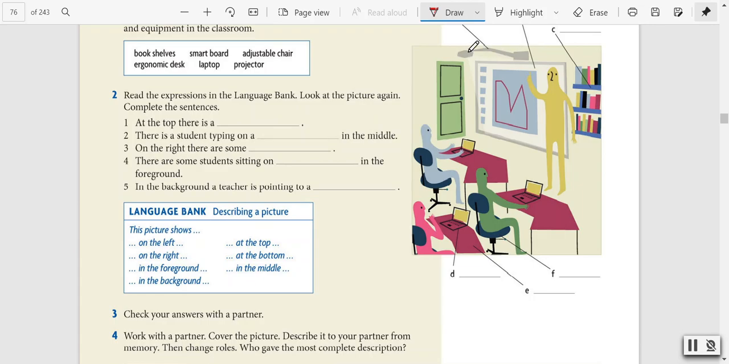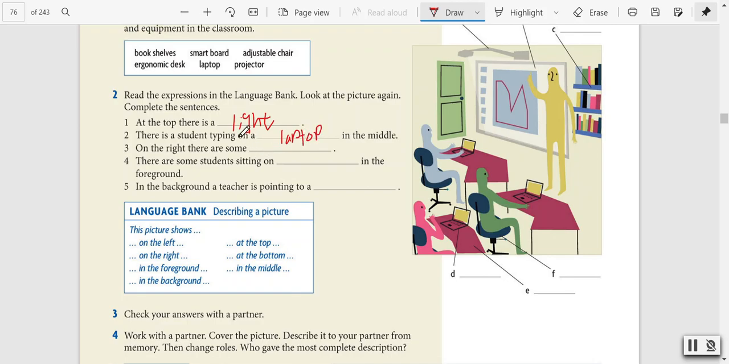We can say we have a light. There's a light. Okay, number two, there's a student typing on a dash in the middle. Okay, of course, laptop. We can use these equipments, okay? Don't forget. You can use it. Laptop.